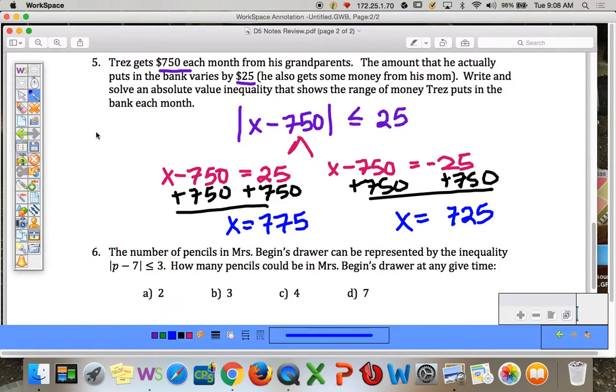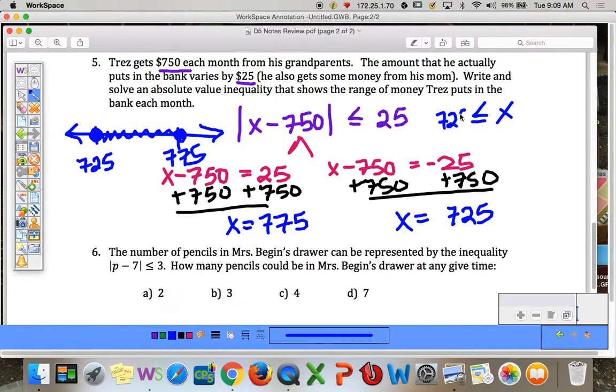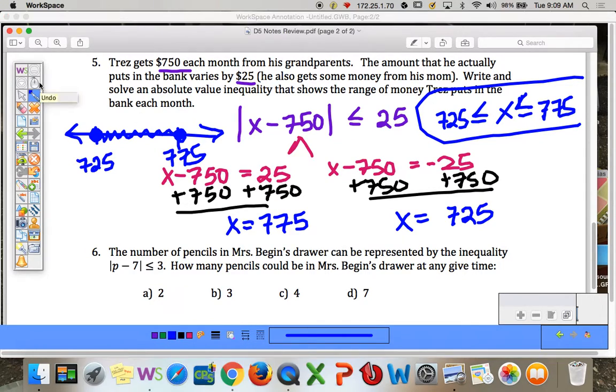And we know it's between these amounts, so here's our low end, $725, and we use a closed dot because of the equal sign, and we have our $775 as our high amount, and we're going to shade everything in between. Okay, so we say x is between 725 and 775. And here's what the inequality would look like. Low end less than or equal to middle x less than or equal to high end.